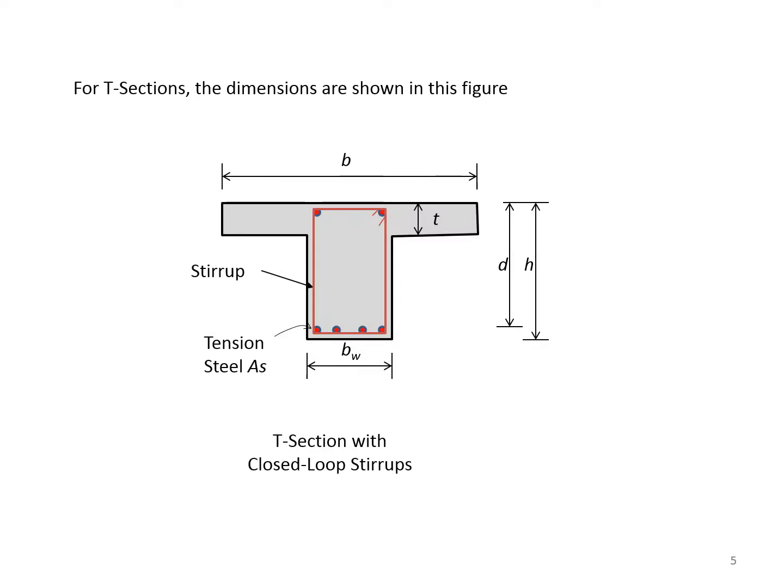For T-sections, the dimensions are shown in this figure. Notice the BW, which is the width of the web of the T-section. This is called the effective width, and that is the one used for shear calculations.